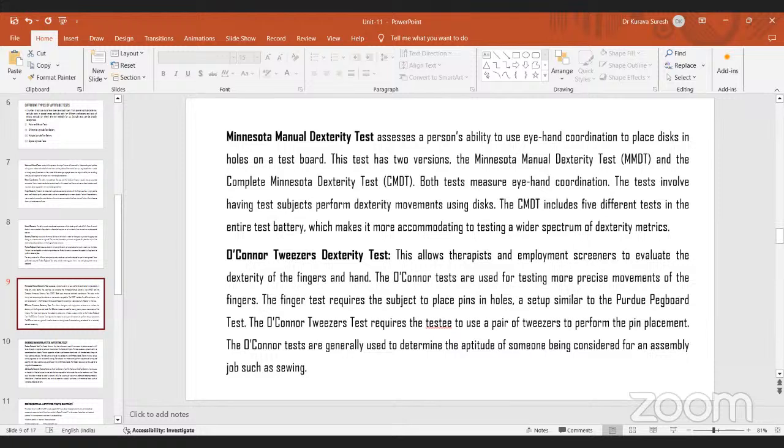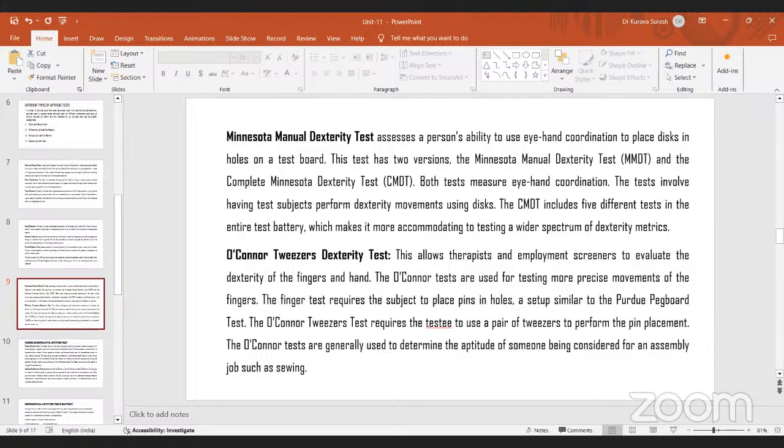The test involves having the test subject perform dexterity movements using a desk. The CMDT includes five different tests in the entire test battery, which makes it more accommodating to testing a wider spectrum of dexterity material.